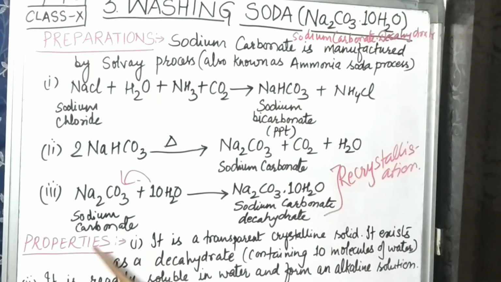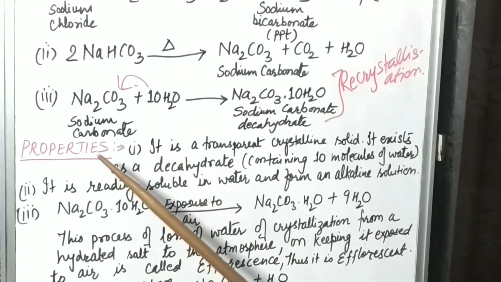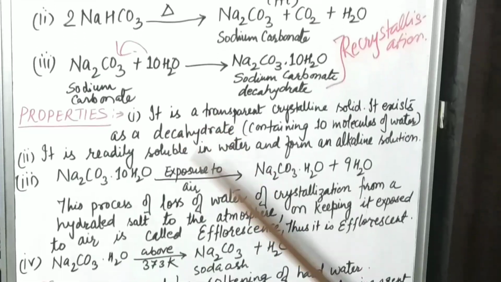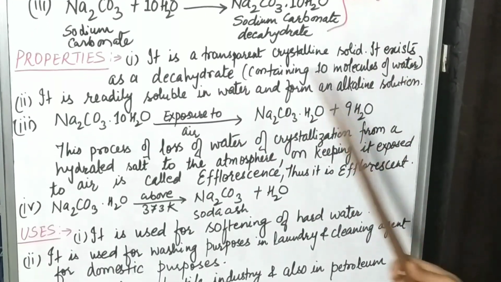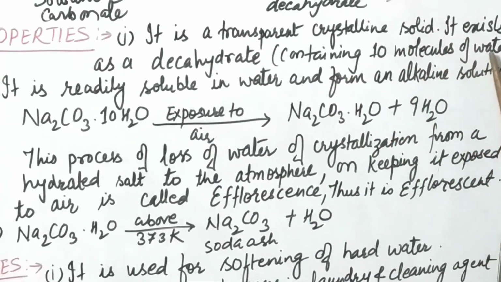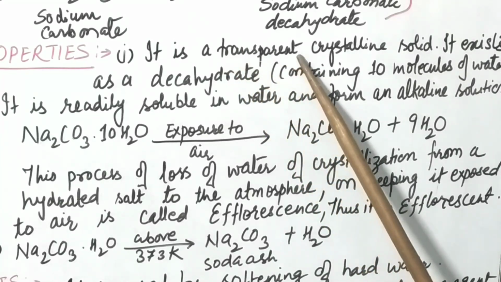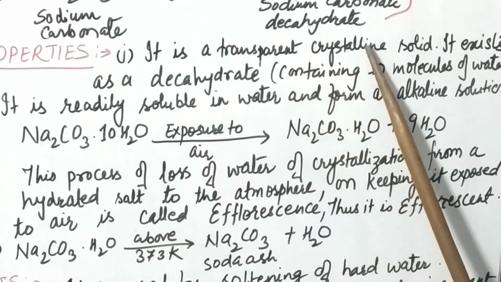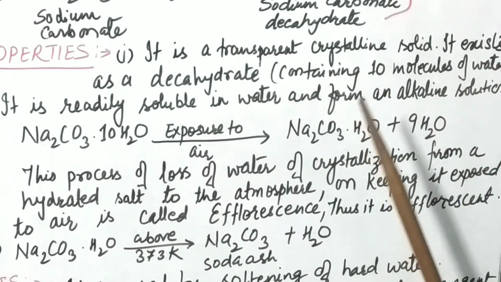Now we will move on to the properties. Children, the properties are also very important for this salt. First property, it is a transparent crystalline solid. It exists as a decahydrate containing 10 molecules of water. See children, here the term transparent is used, means it is transparent crystalline because of the presence of 10 molecules of water. Understood?